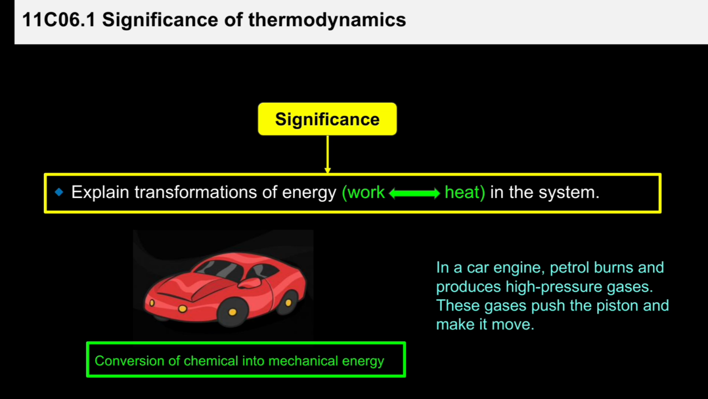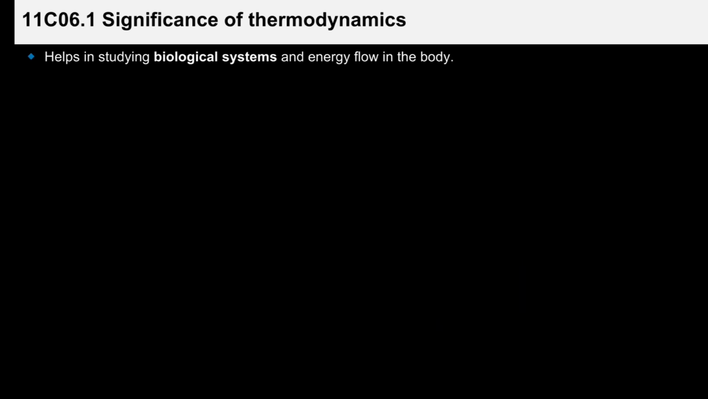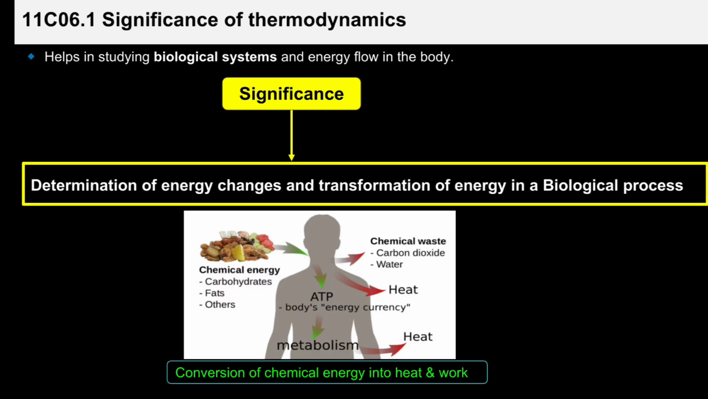For example, in a car engine, petrol burns and produces high pressure gases, and these gases push the piston of the car and make it move. In this process, chemical energy changes into mechanical energy. Next, it helps in studying biological systems and energy flow in our body. For example, when we eat food, the food is converted into chemical energy in the form of ATP. I am also using this energy in the form of ATP for teaching you this lecture.